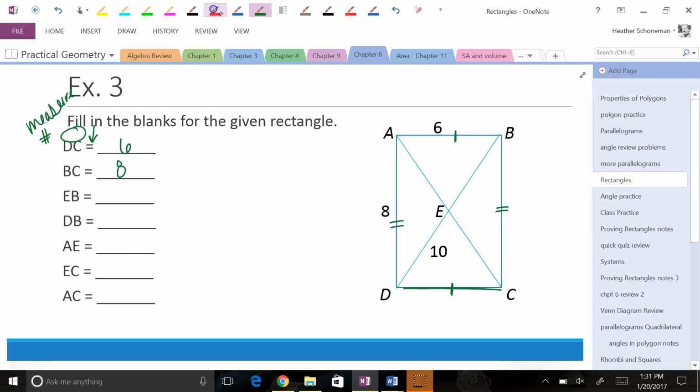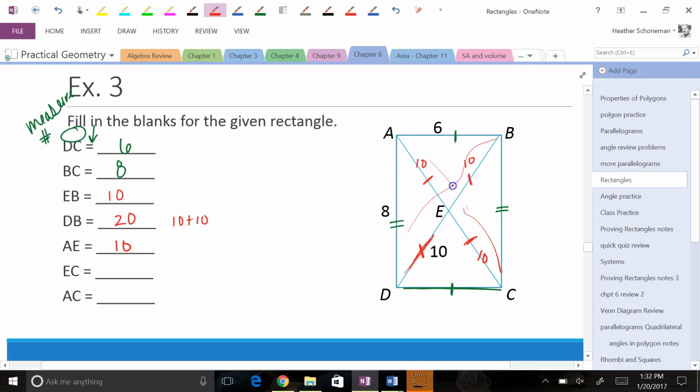EB. Well, in the picture, we know this part right here is 10. So because it's a rectangle, all four of these are going to be the same. So EB also has to be 10. DB, well, that's the whole diagonal, so that would be 10 plus 10, which would be 20. AE, well, it's another part of the diagonal. It's going to be 10 because all the parts are the same. AE is 10. EC is 10.